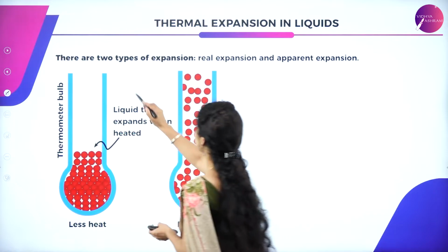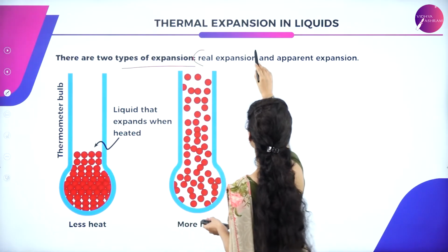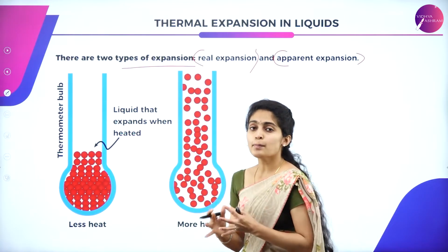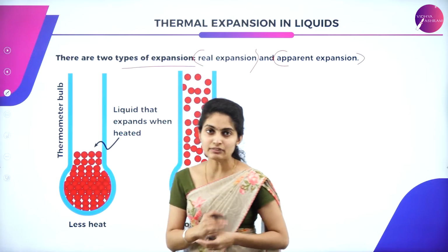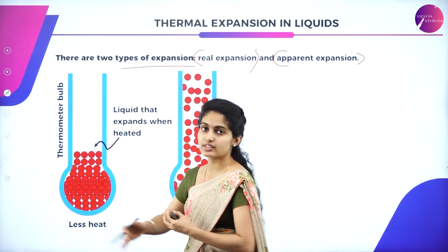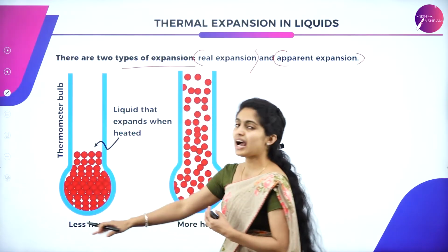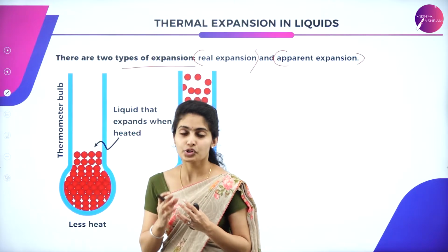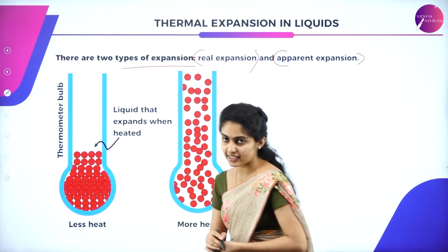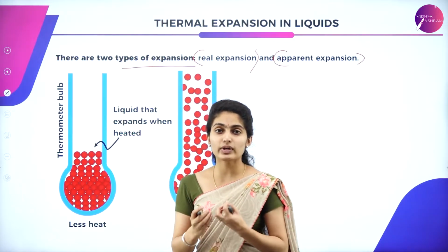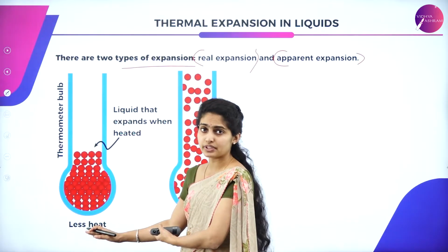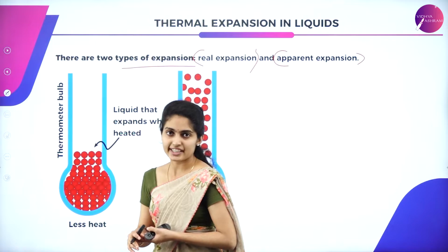So there are two types of expansion. One is real expansion and another one is apparent expansion. Suppose you consider a thermometer bulb, which is like a round bottom flask, and there is a certain liquid, that is a fluid, over here. And when less heat is produced, what happens to the molecules of the fluid? The liquid expands when heated. But since less heat is produced over here, we can't see much of the expansion.